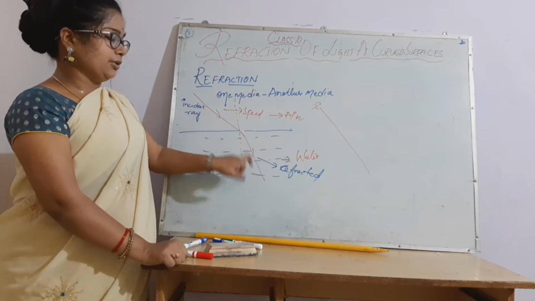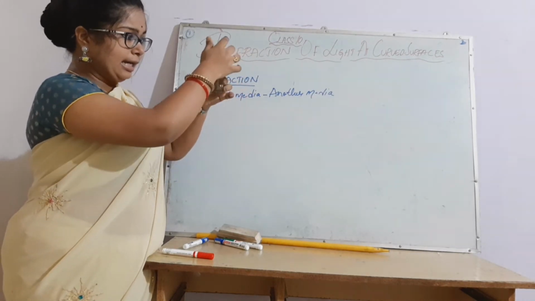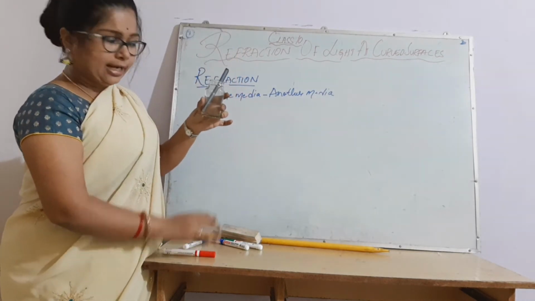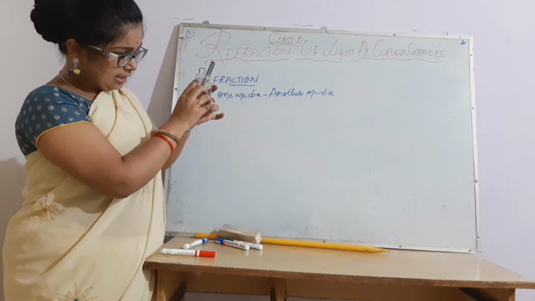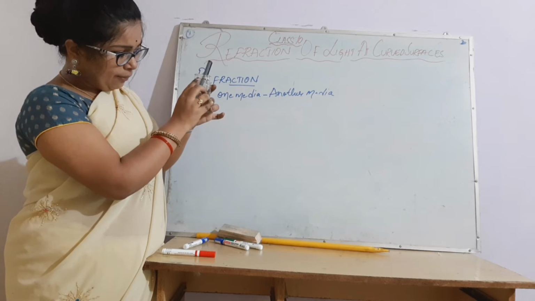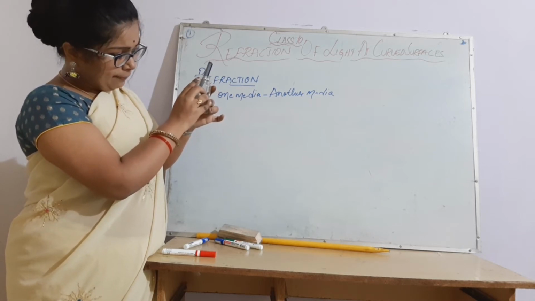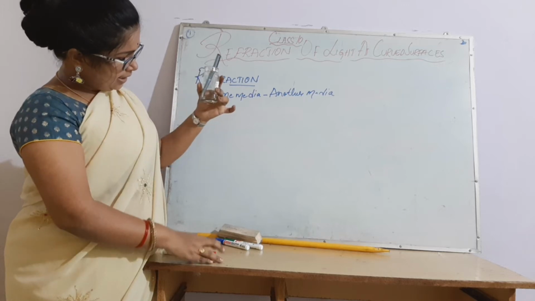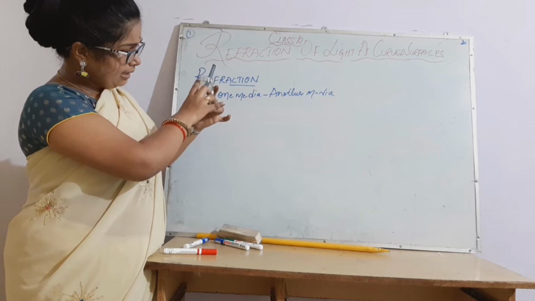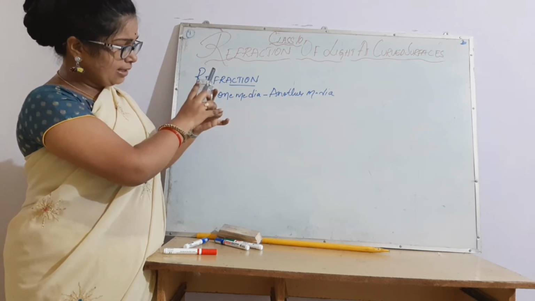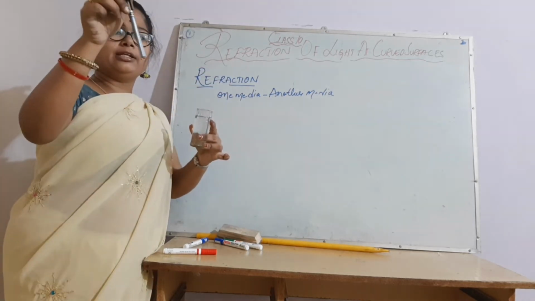So refraction. Next, you can see this. See, it seems that the pen is bent here. At the point of interface, the pen seems to be bent like this. Can you see clearly? It shows that the pen is bending here. The pen does not bend. The pen will be like this only.